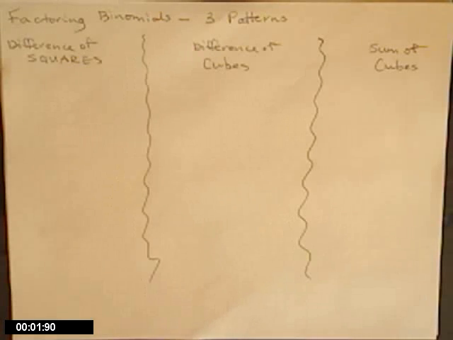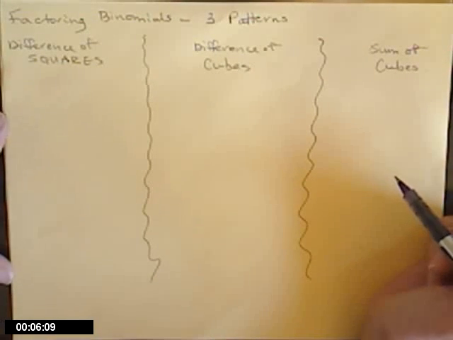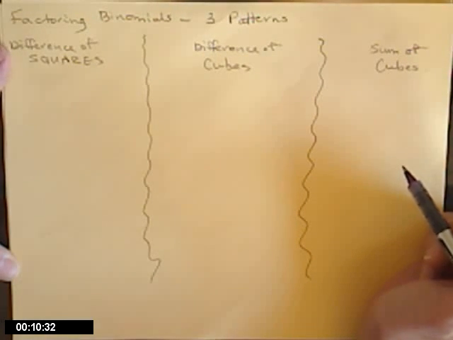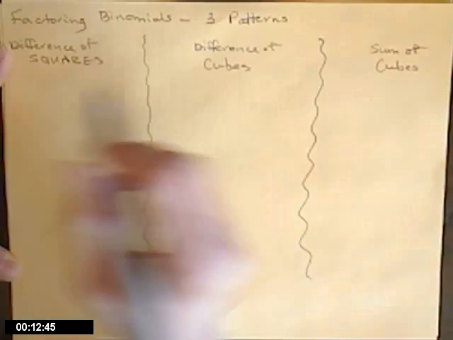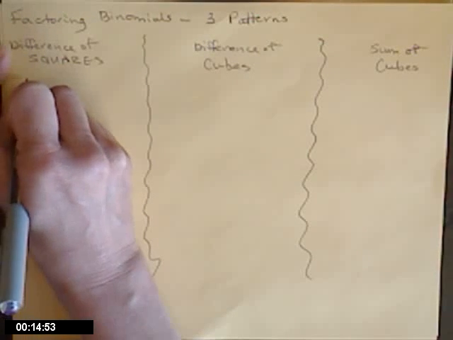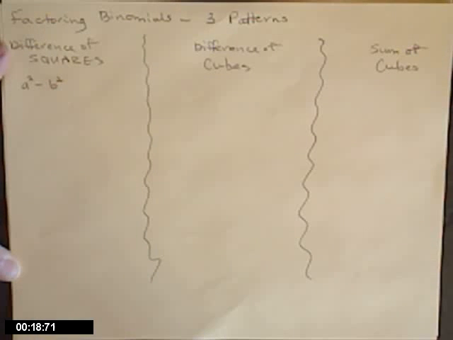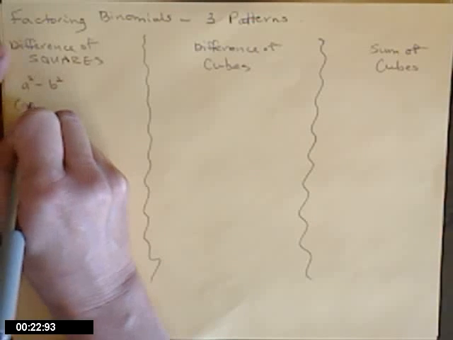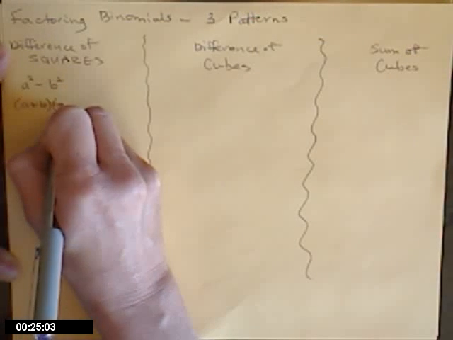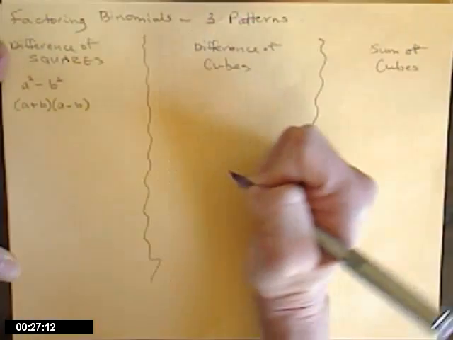So there are three types of binomials that I will expect you to be able to factor. Let's go over them right now. The first one that you'll see most often is the difference of squares. Difference in math means subtraction, and squares, I mean perfect squares. For example, a squared minus b squared. This will factor into a plus b times a minus b.